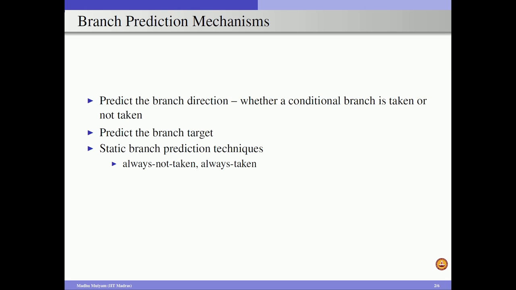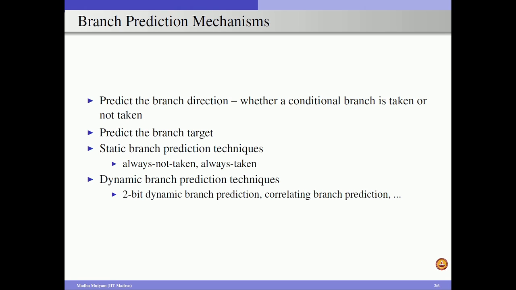And in the case of dynamic branch prediction mechanisms, we already discussed the 2-bit dynamic branch predictor mechanism, and now we are going to discuss in this module the correlating branch prediction mechanism. So, we start with a motivation for why we require a correlating branch prediction mechanism, and then we will explain the idea of correlating branch prediction, and then illustrate the idea with an example.